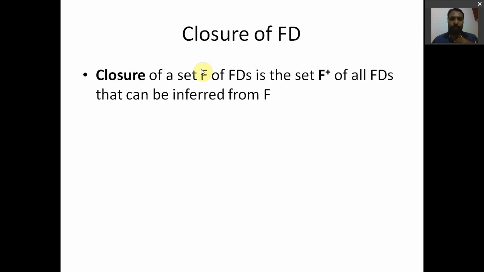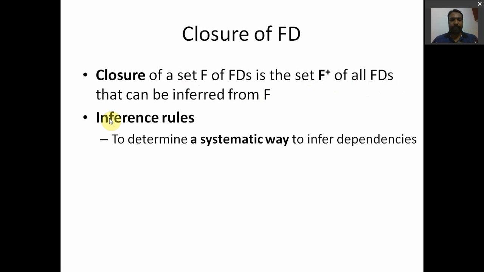So closure of a set F of functional dependencies is the set F plus of all the functional dependencies that can be inferred from F. So it is a set of functional dependencies which is inferred from this F. We use inference rules to infer these functional dependencies. It is actually a systematic approach to infer dependencies.